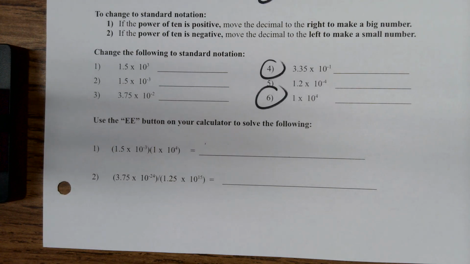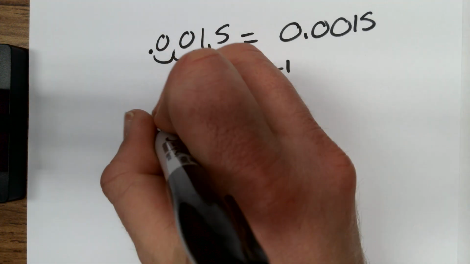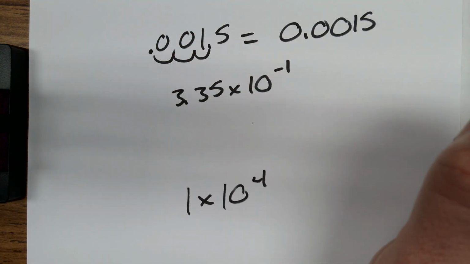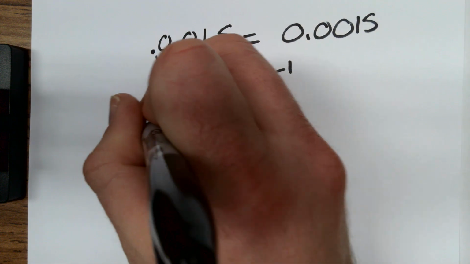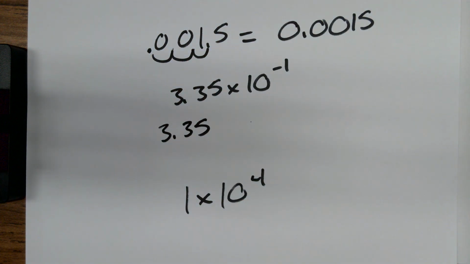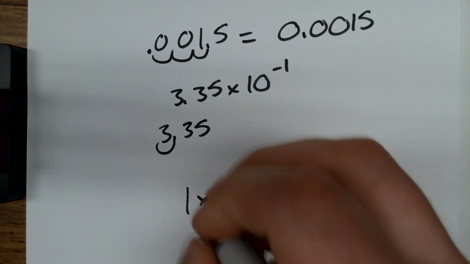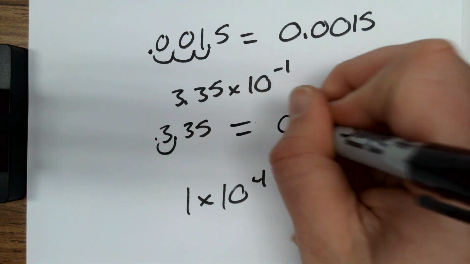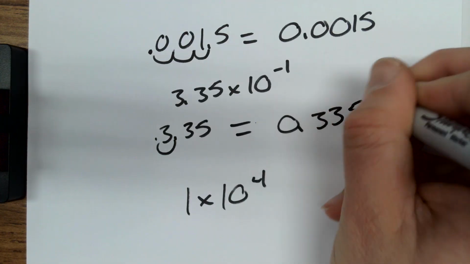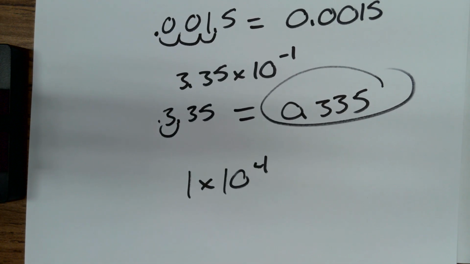All right, let's do number 4 together real quick. 3.35 times 10 to the negative 1. So which way is my decimal place going, left or right? It's going left. How many times is it going left? One time. So my new number is going to be 0.335. Everybody see how we did that?